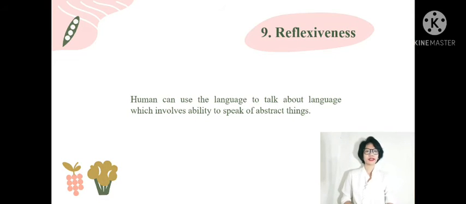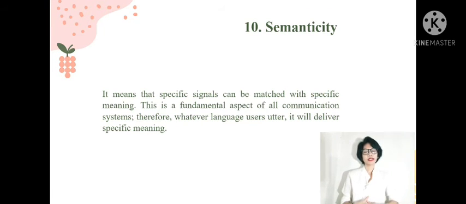Next, I will explain about reflexiveness. Language is used to involve the ability to speak about abstract things. And then the language used to describe the language is called meta-language. What is meta-language? Meta-language is a form of language or set of terms used for the description or analysis of another language. Next explanation is about semanticity.